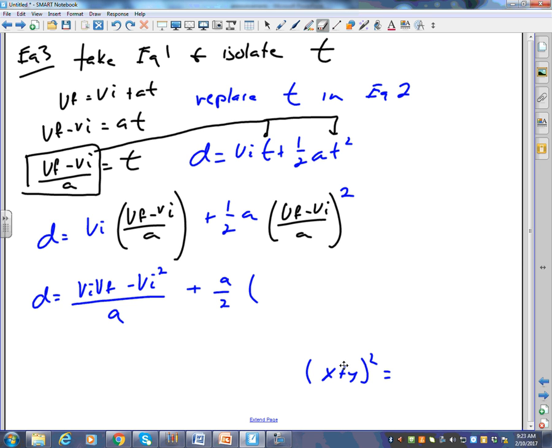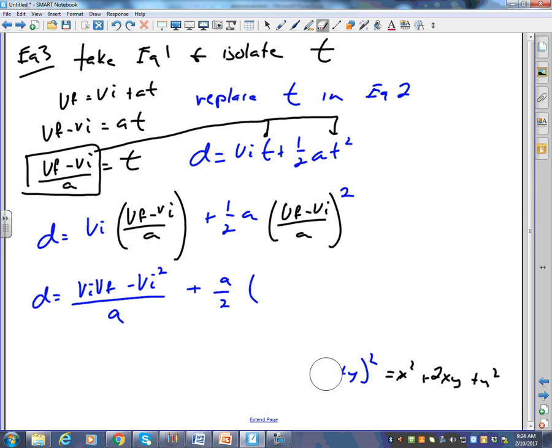So the first are x times x, which is going to be x squared. The outside is x times y, and then the inside is another x times y, so you get 2xy, and y squared gives you y squared. You guys remember seeing that kind of stuff?